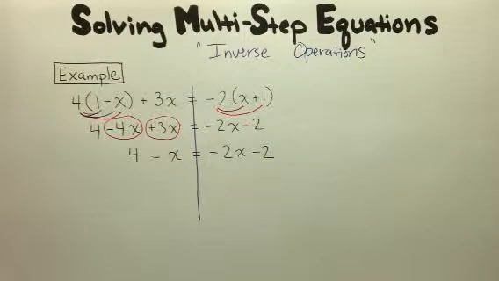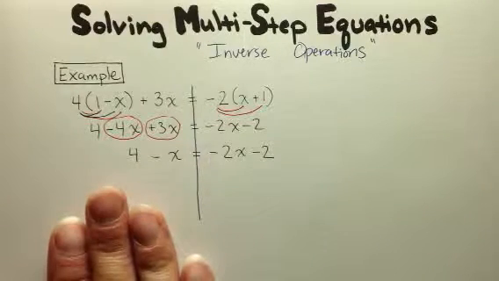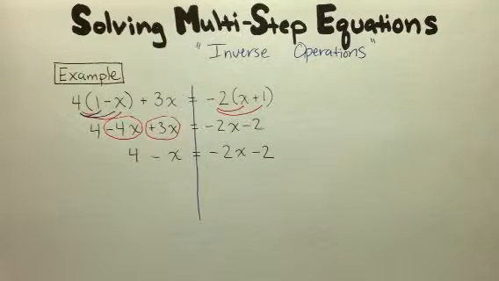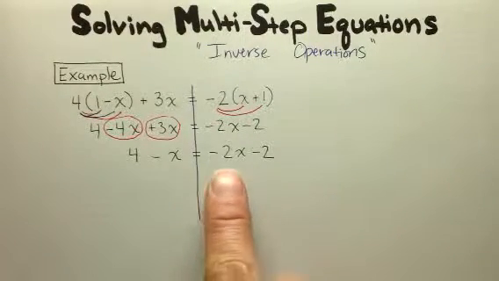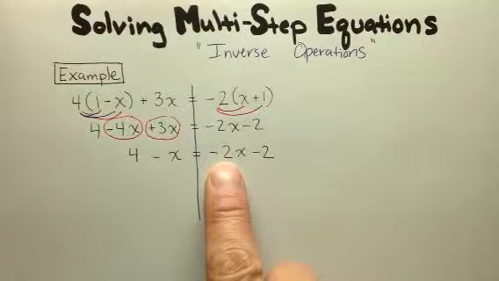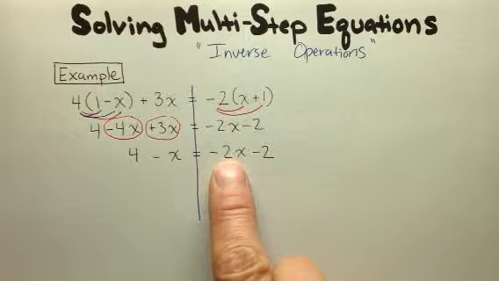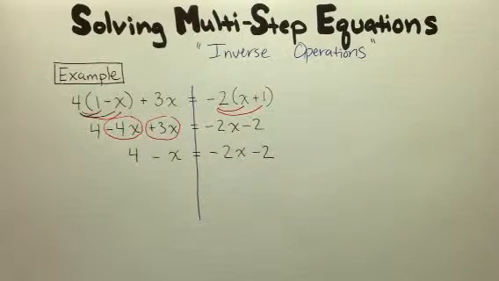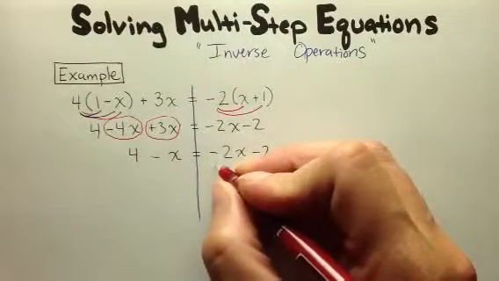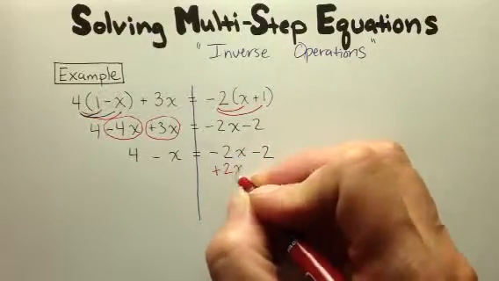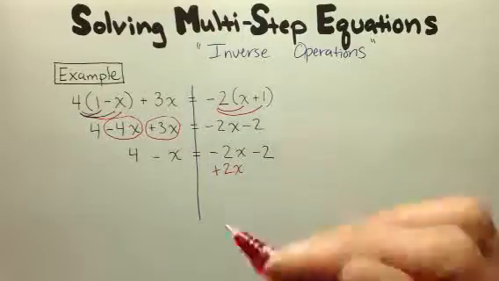My preference, some people like to always put the variables on the left. My preference is I like to get x positive because I don't like to deal with negatives. To do that, I always start by looking at my variables. This is my smaller of the two variables: negative 1, negative 2. Negative 2 is smaller. So I'm going to move this one to the other side by using the addition property of equality.